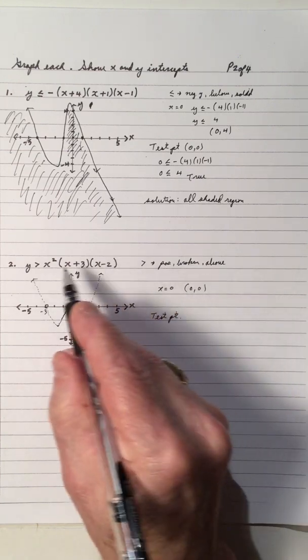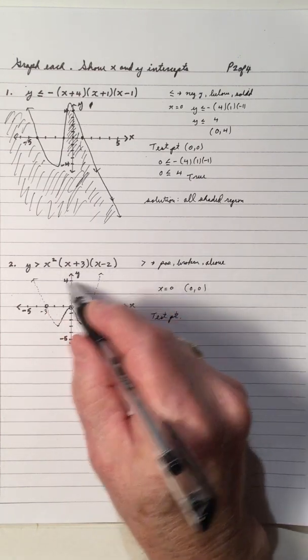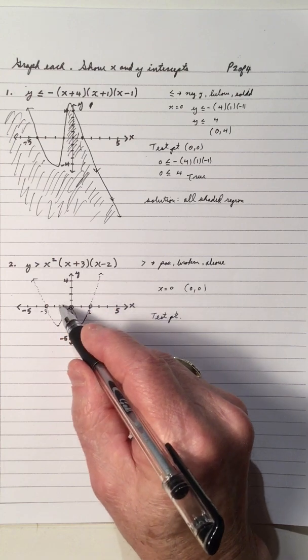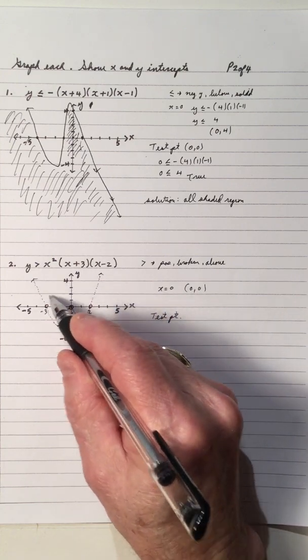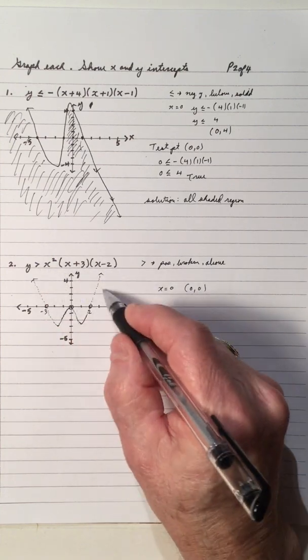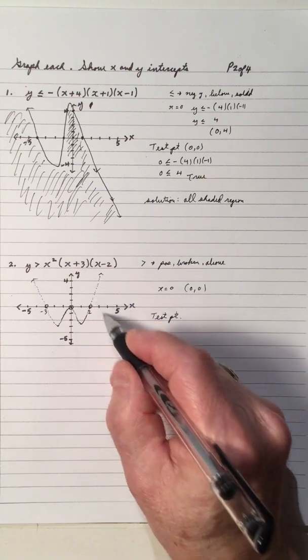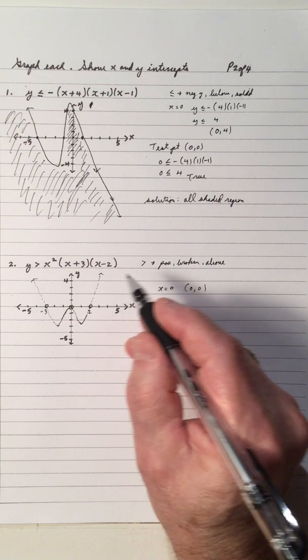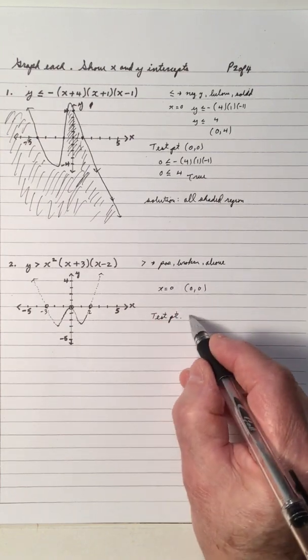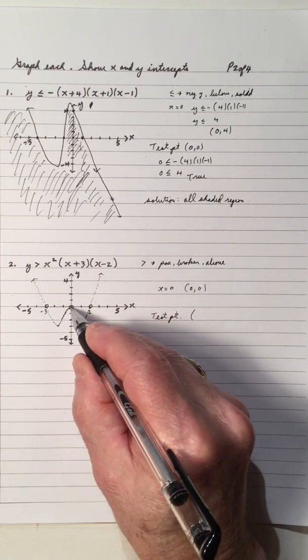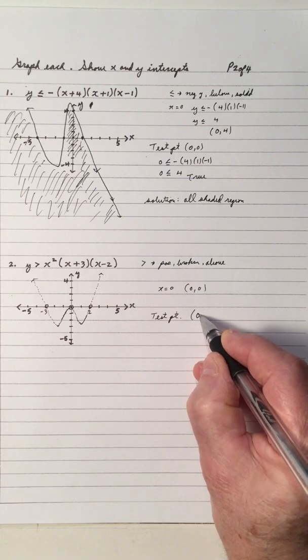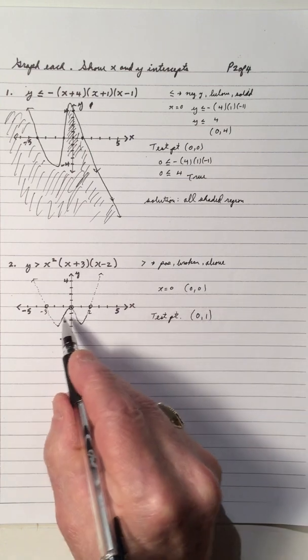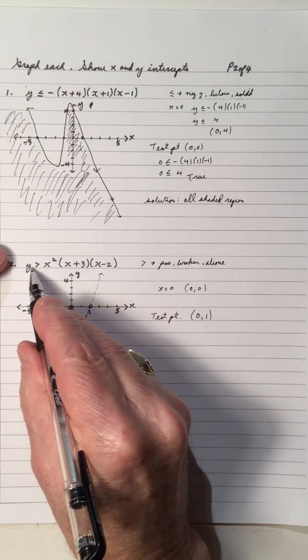But I know, because this is greater than, that I will be shading up here on this side of the wall. Think of this side. If that was a less than, I'd be shading on this side here, like this, right here. So let's pick another point. Let's pick the point 0, 1. X is 0, y is 1 in this equation.